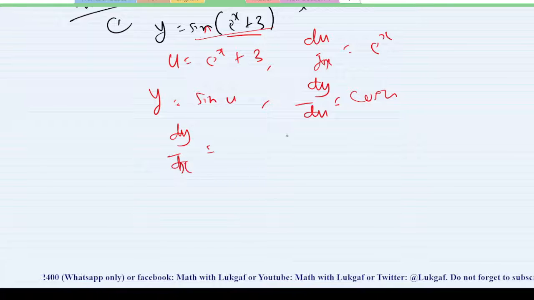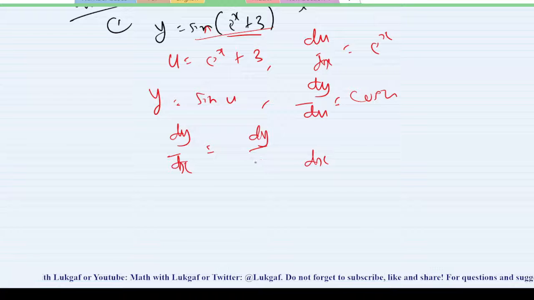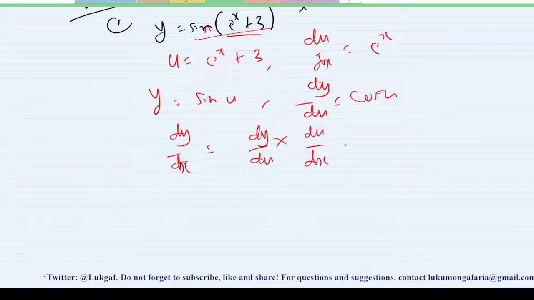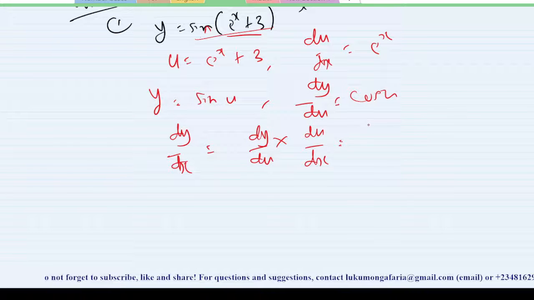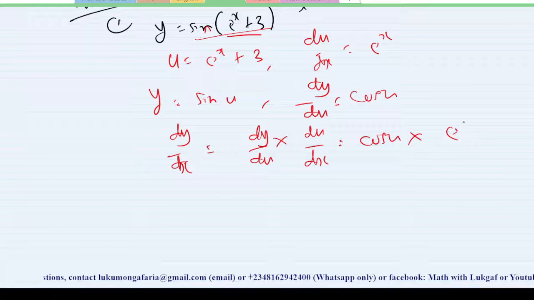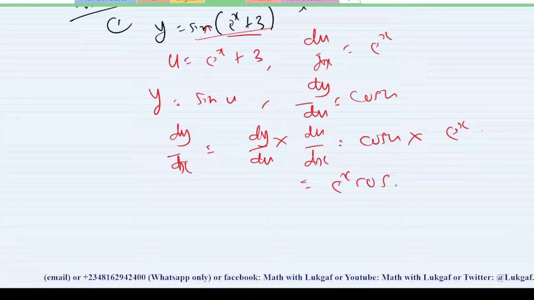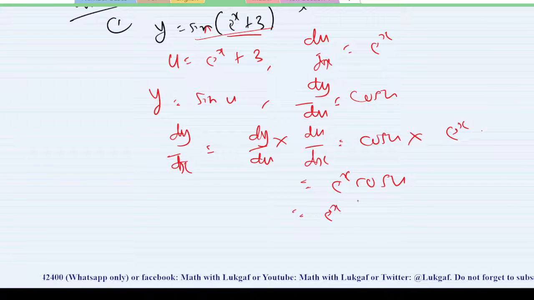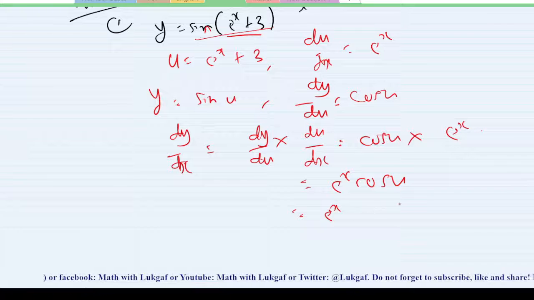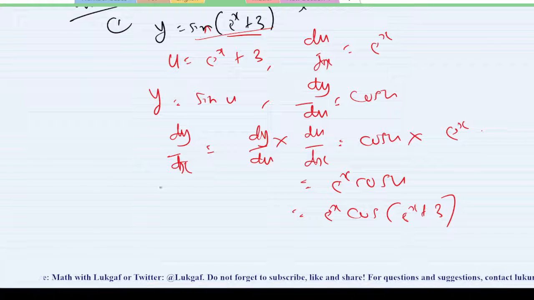The dy dx is, I ask you not to memorize, just write the dy dx here. Then you put the du here, the du here. Now if you substitute, what is my dy du? That's cos u multiplied by, what is the du dx? The du dx is e raised power x. You understand now? Then I'm going to have e raised power x cos u. That's e raised power x. What is your u? E raised power x plus 3. It is as simple as that.